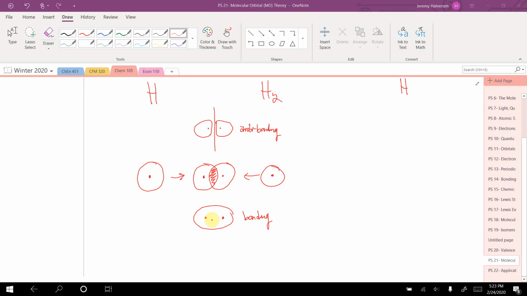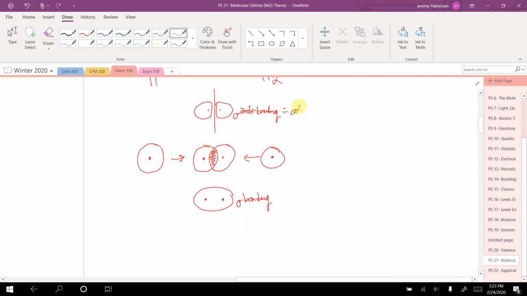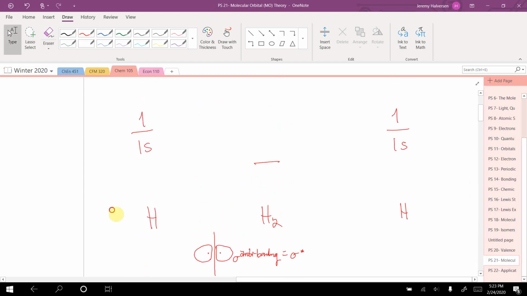And in this case, where does the electron density lie? Well, it lies between the nuclei. If I drew a line through the nuclei, that's where the electron density is. And so we call this a sigma bonding orbital. And same thing, the electron density lies on that line. We call that sigma antibonding, or sigma star.